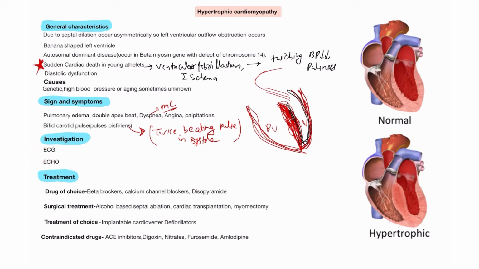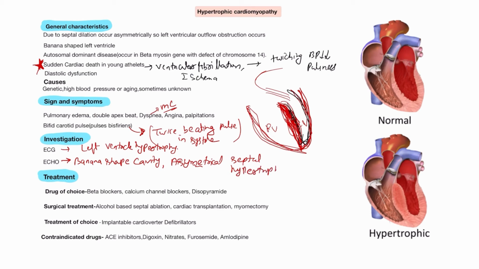In the ECG, you will see left ventricular hypertrophy. And in the echo, you will see a banana-like, banana-shaped cavity appear in the echo of the patient, and also you will see asymmetrical septal hypertrophy in the echo of the patient.